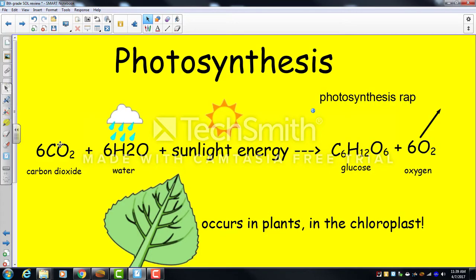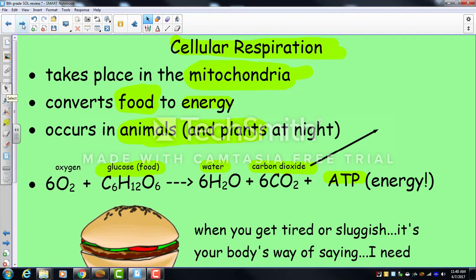Okay? If we look at photosynthesis, it's the opposite of cellular respiration. Animals take in oxygen. We eat food to get glucose. We produce ATP, which is the same thing. It's just a different form of energy. We produce water, and we give off CO2. So there's your two very important chemical reactions.